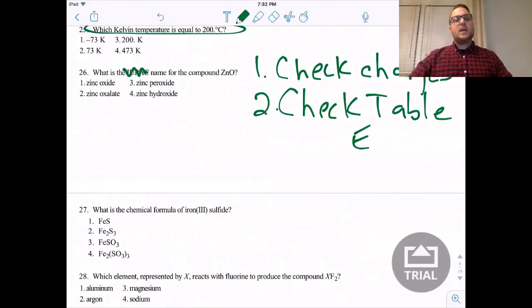Because those Greek prefixes, you're not really going to see all too often. It's mainly these ionic compounds. It's mainly something that's a metal and a non-metal, where you have to check their charges, crisscross them, etc.